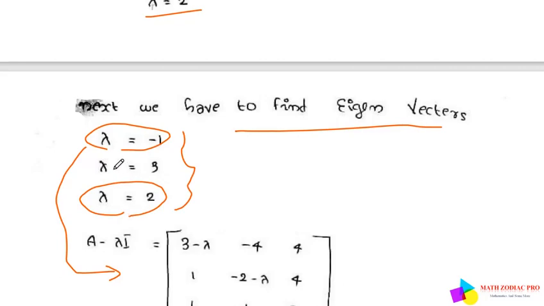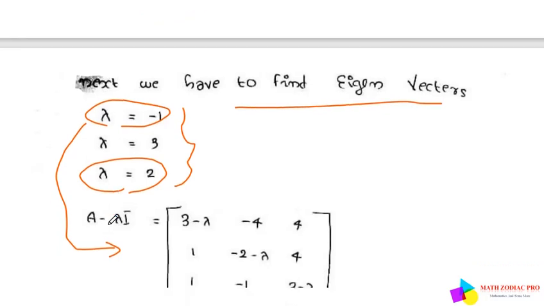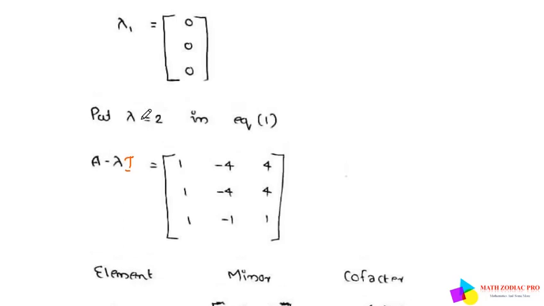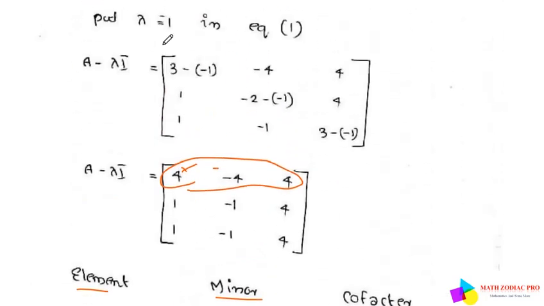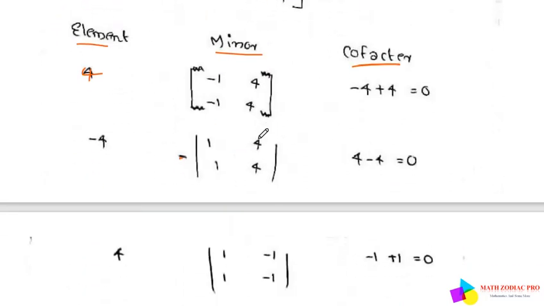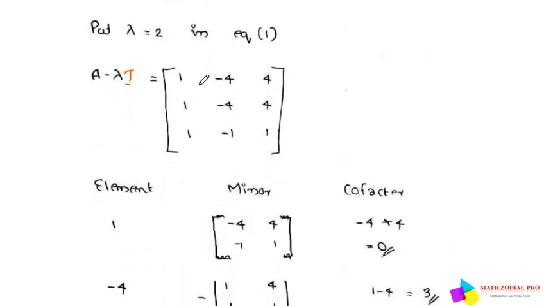This is your choice. Next, we have to put lambda equal to 3, no problem. Here I just take lambda equal to 2. So A minus lambda I, that formula. We get 1 minus lambda, 4. Similarly, I write here 1, minus 4, 4; 1, minus 4, 4; 1, minus 1, 1. Lambda equal to 2 means you just substitute the value lambda equal to 2 here. We get A minus lambda I equal to this matrix.